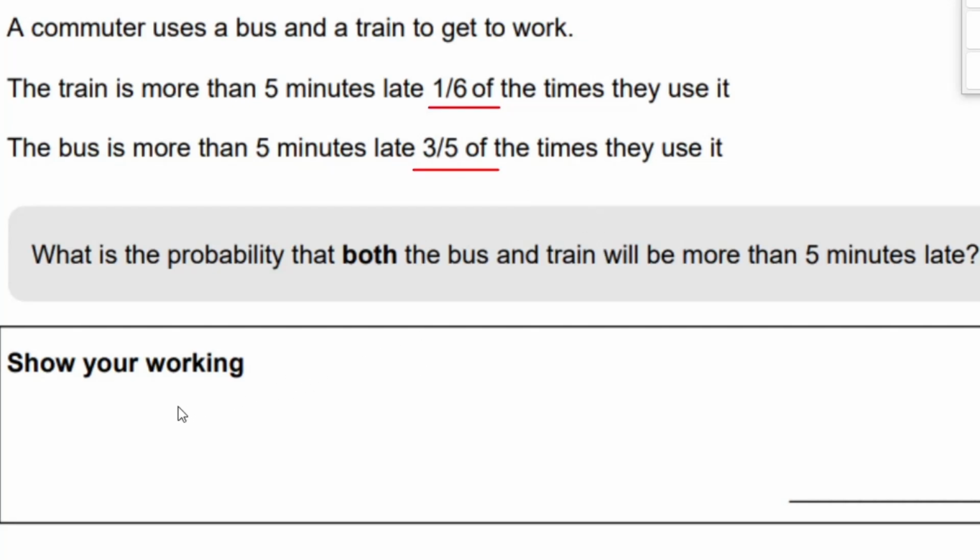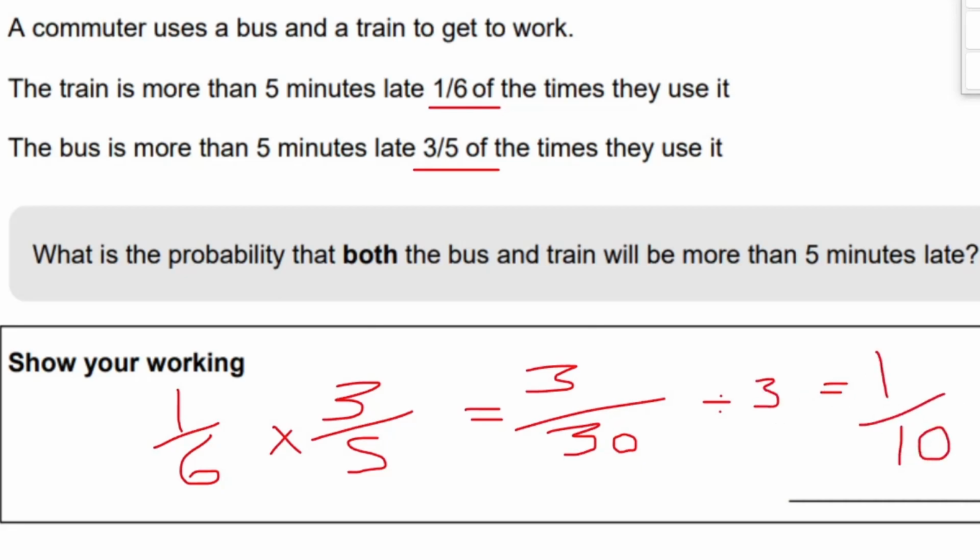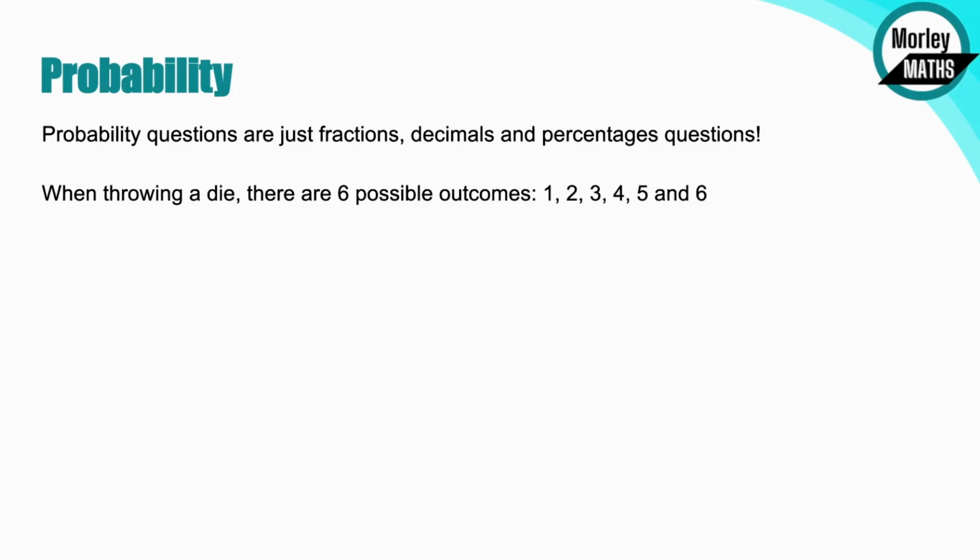Probability is one of those most feared subjects in Maths Level 2 Functional Skills and GCSE, and being able to calculate these is going to really help you pass your exam. In this video I'll show you how to calculate the more basic probability questions as well as probability of combined events, and it really helps if you actually think of these as fractions questions. So probability questions are just fractions, decimals and percentages questions.